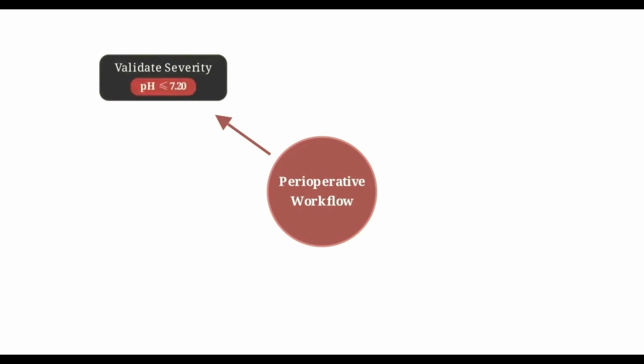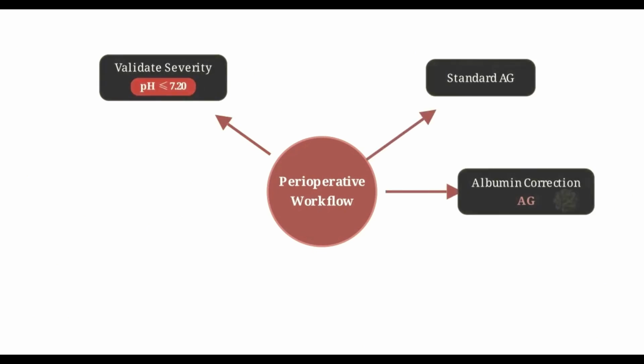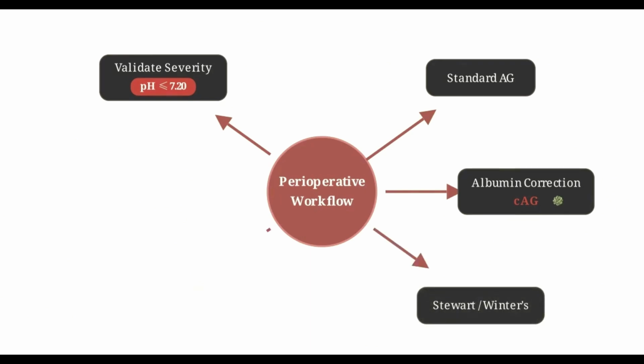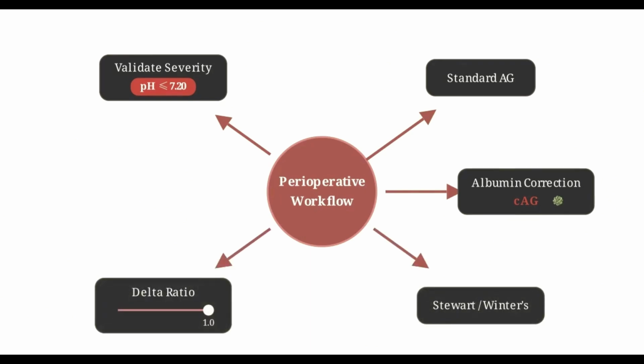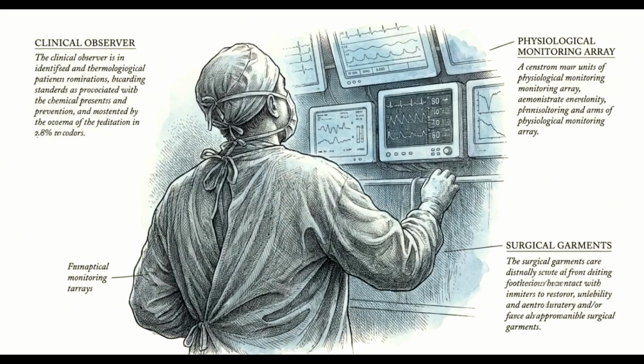The complete perioperative workflow sequence requires discipline: validate the severity of the acidemia, calculate the standard gap, mandate an albumin correction, evaluate complex cases via the Stewart and Winters formulas, isolate mixed states with the delta ratio, and finally, triage for targeted interventions. Mastering this rigorous physicochemical logic makes the anion gap a precision instrument for ensuring perioperative survival.